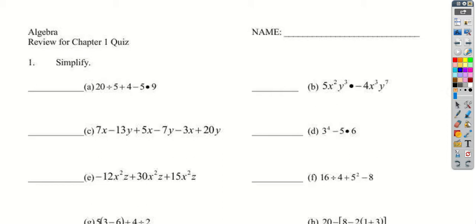All right, first. So 20 divided by 5 is 4. Then it's plus 4, okay? And we can also do some multiplication over here. So negative 5 times 9 is negative 45. And then we're adding going left to right. So it's 8 minus 45, and that would be negative 37.